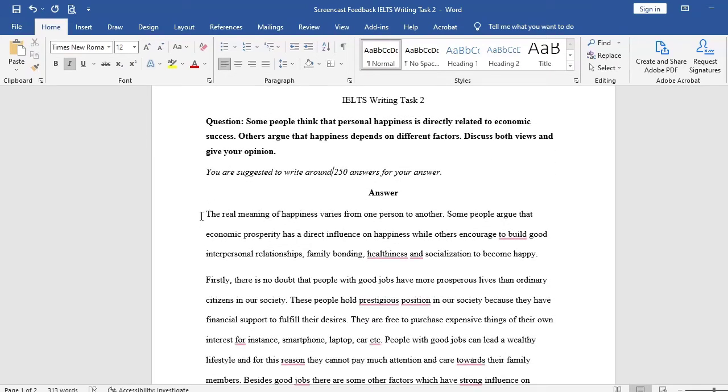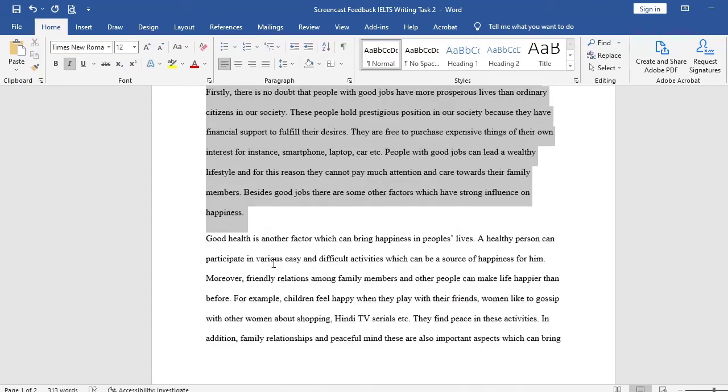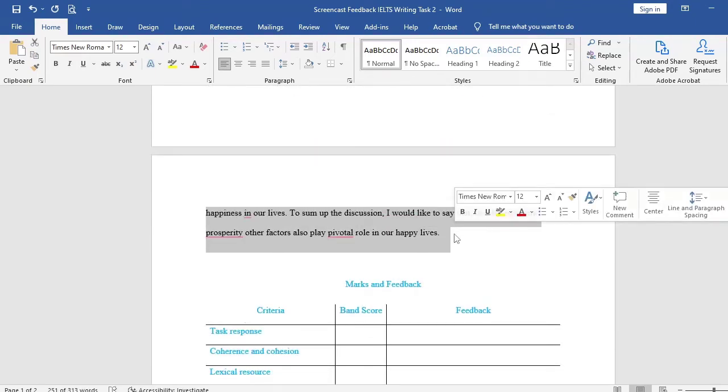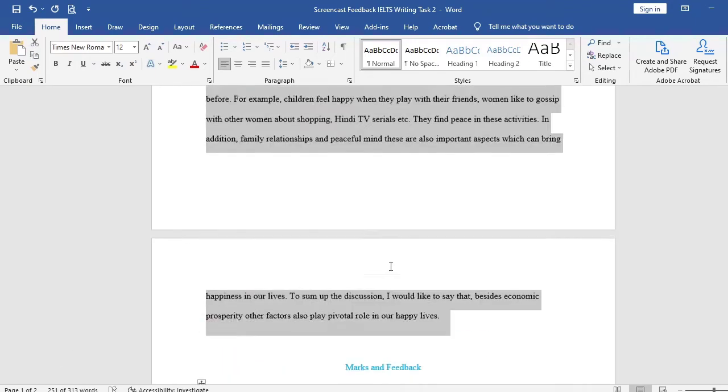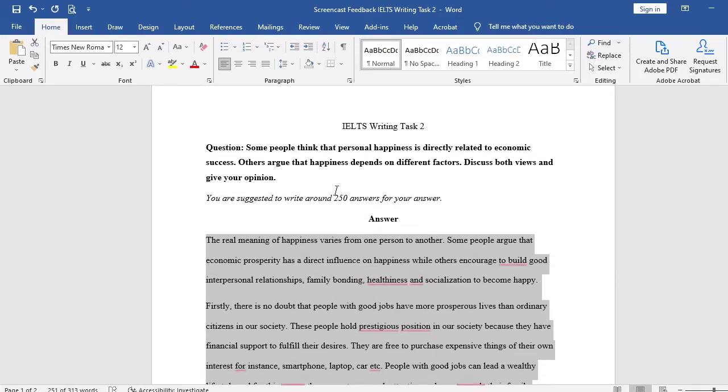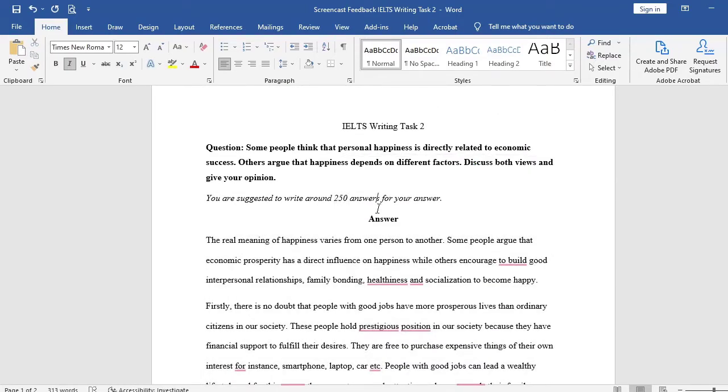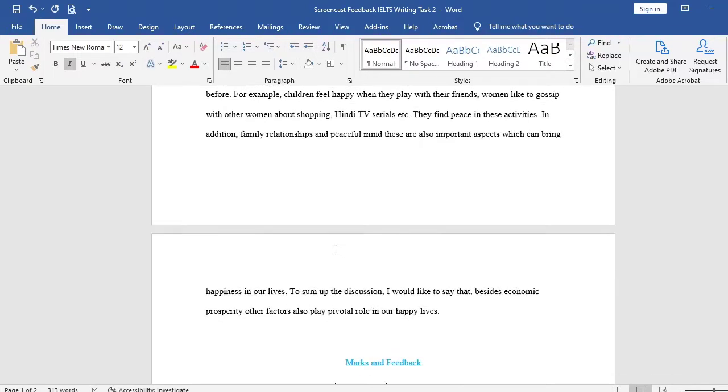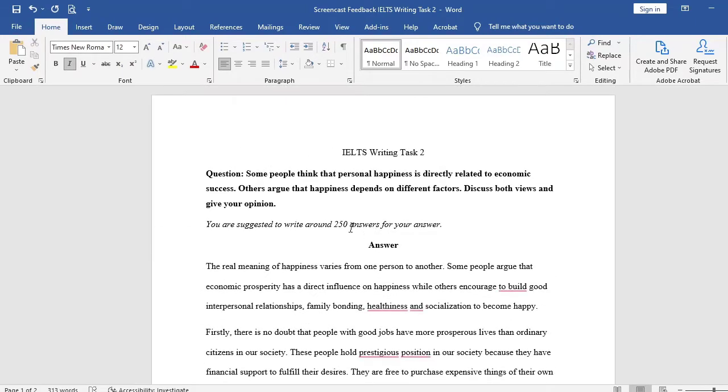So first let's check that. What is the word count of this answer? So it's 251. So that does reach the 250 quota, but I always advise my students to write a bit beyond 250 words. But since it isn't below 250, I'm not going to penalize this answer right now for this. So let's go to the question.